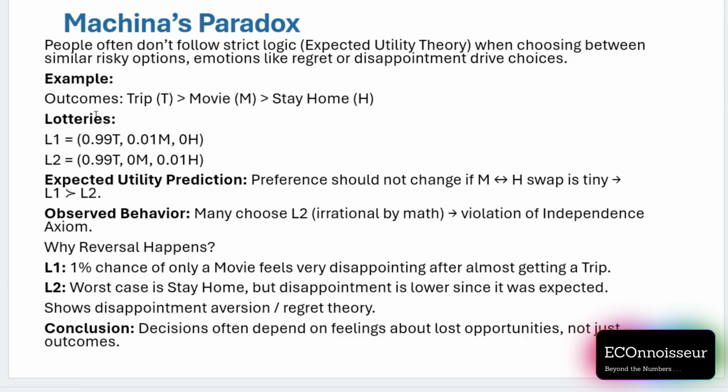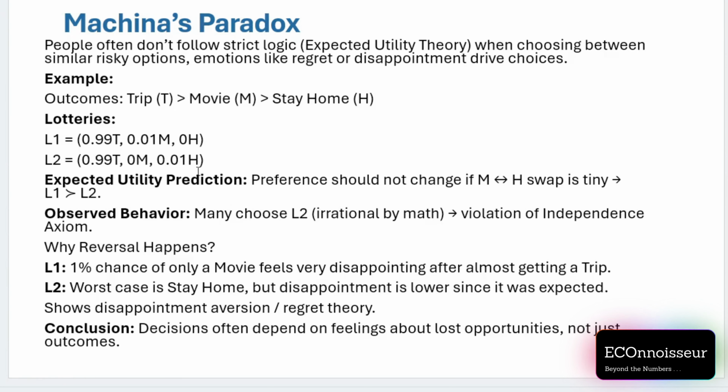The example shows the three outcomes: trip, movie, and stay home. Here, trip is the most preferred one, and movie is the less preferred one, and stay home is the least of the preferences. So there are two lotteries, lottery L1 and lottery L2. L1 says that there is 0.99% to achieve a trip, and there is a 0.01% of chance to achieve the movie, and there is 0% chance to stay home.